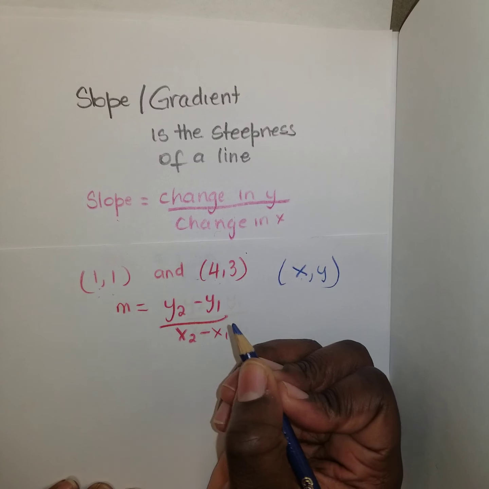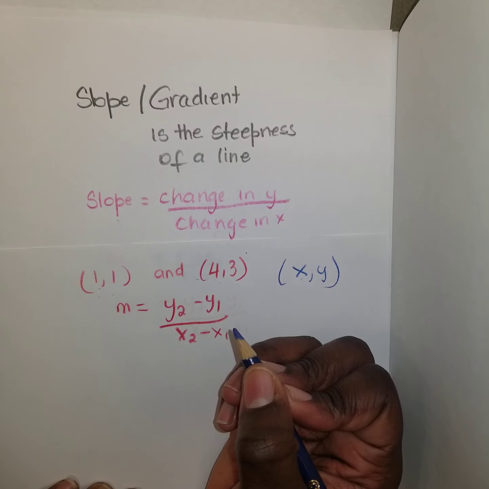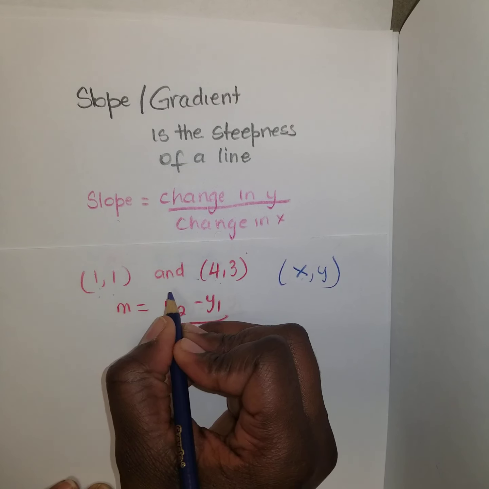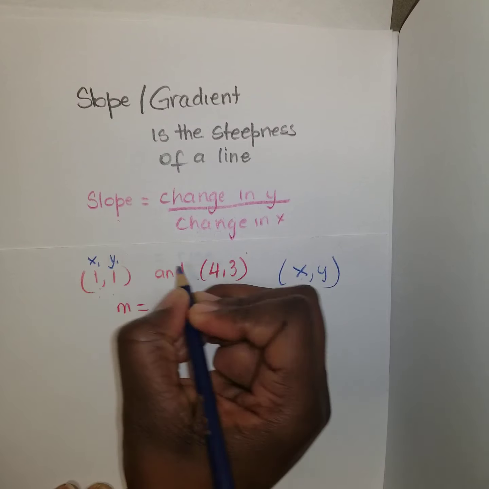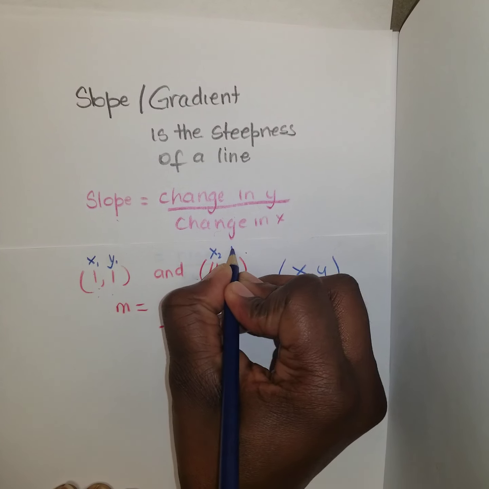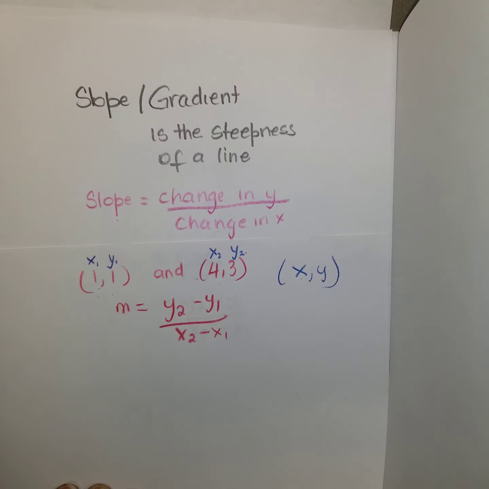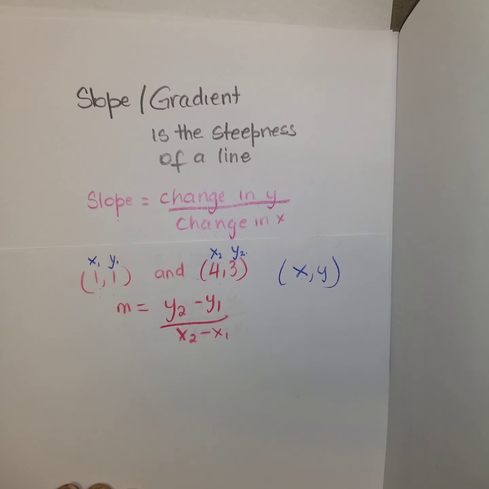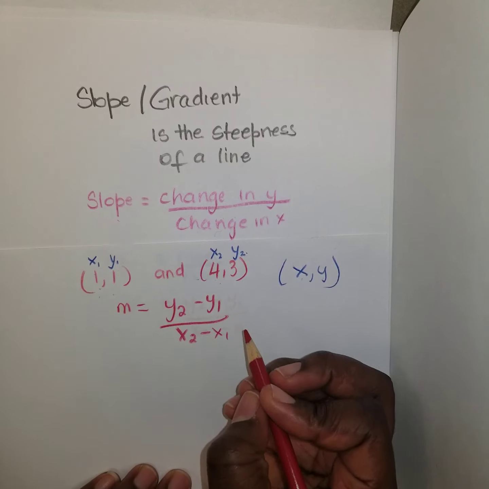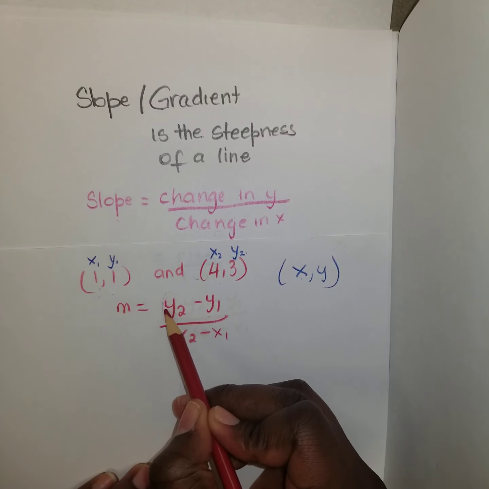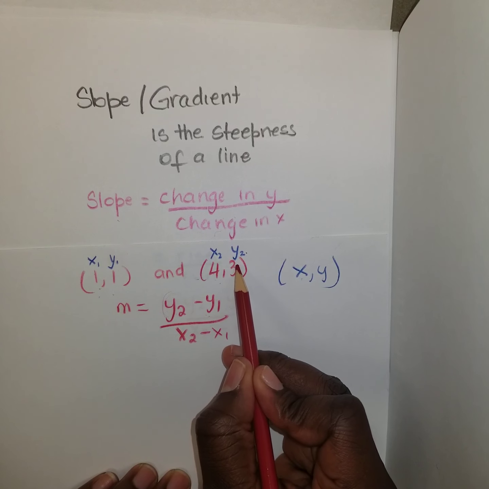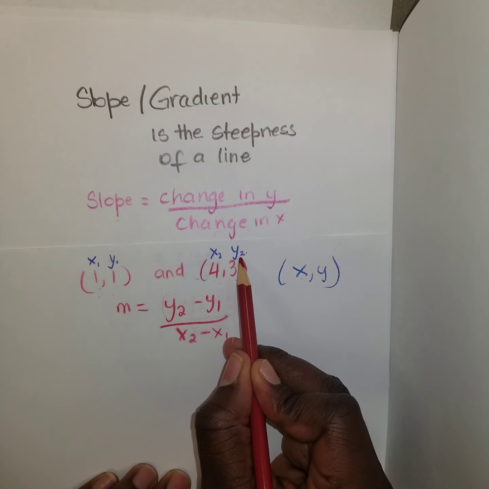So you can decide to call any of them x1, y1, x2, y2. So I'm going to go with this one for x1, y1, x2, y2. And from here, guys, it's practically over. All you have to do is to substitute each point into the formula. So the first thing here is y2. So on my listing, I gave 3 as y2.